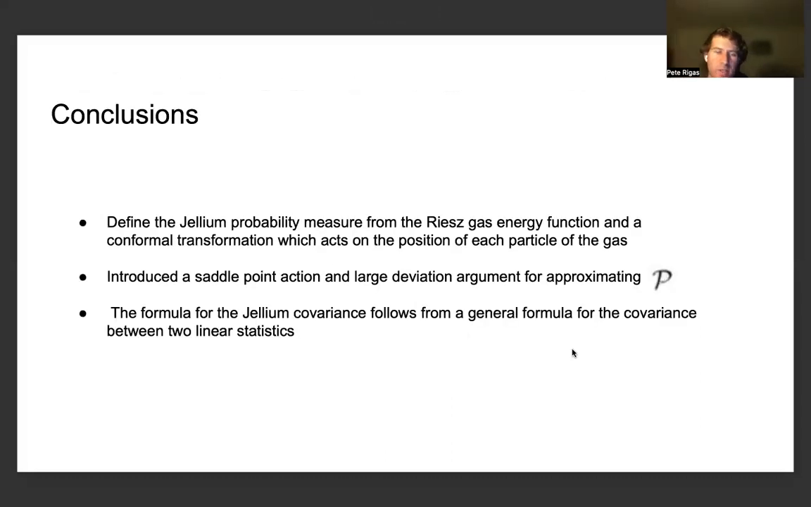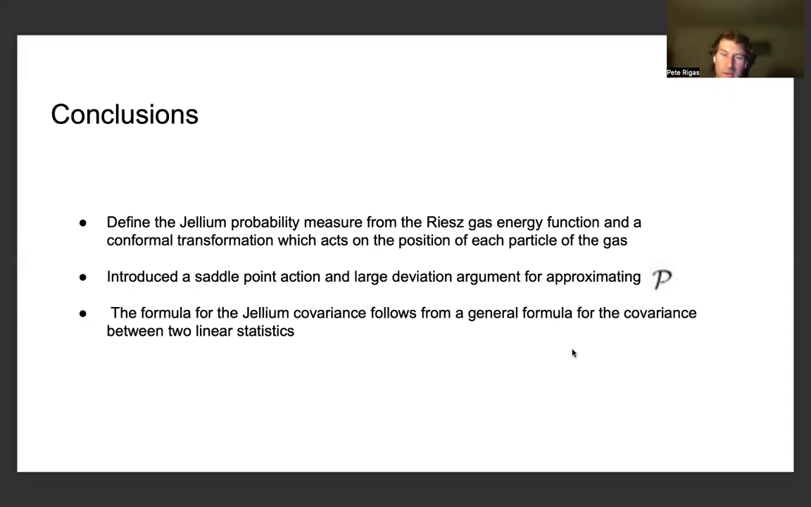So the conclusions for this presentation that I wanted to provide before closing out are that we began by making use of a paper by a group of authors in which they raised the possibility of defining the Jellium probability measure from the Riesz gas energy function. And from this definition of the energy function and the probability measure that they first provide, they introduce a conformal transformation that acts on the positions of each particle of the gas, which allows us to obtain a probability measure on a slightly different quantity for each one of the lambda i's.